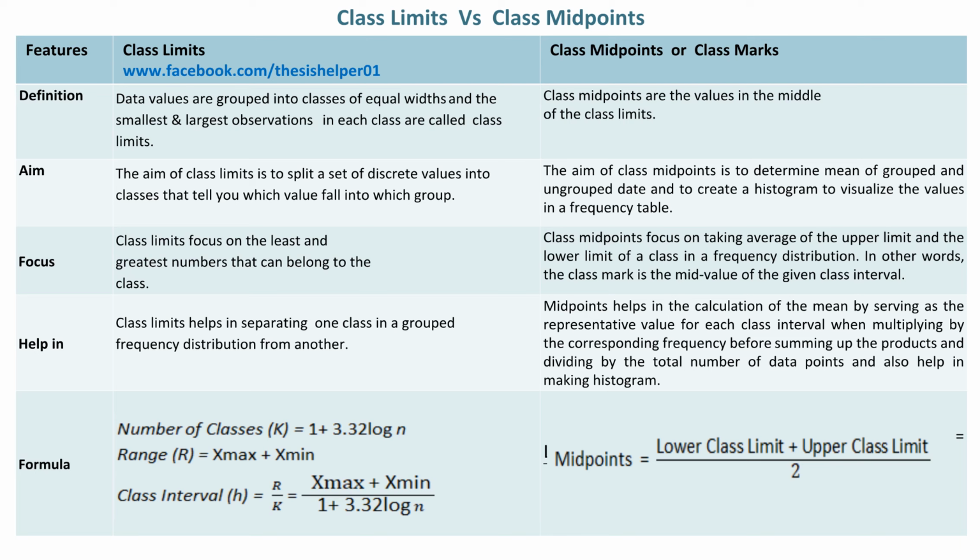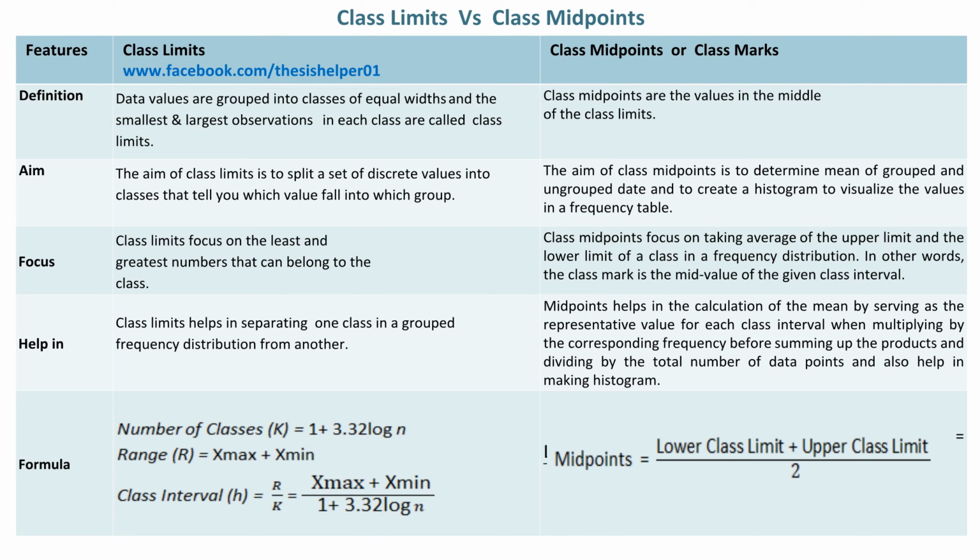Class limits focus on the least and greatest numbers that can belong to the class. Whereas, class midpoints focus on taking the average of the upper limit and the lower limit of a class in a frequency distribution. In other words, the class mark is the mid-value of the given class interval.